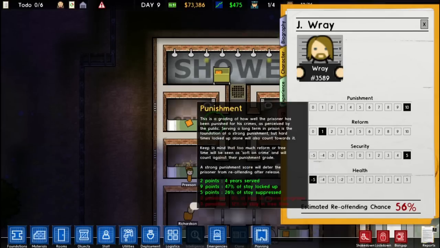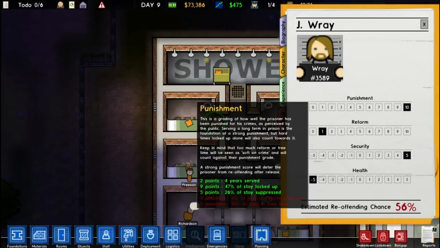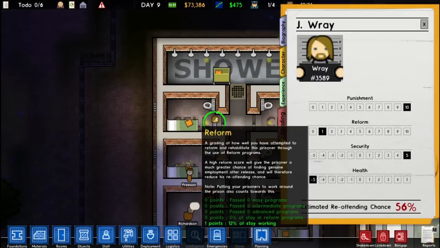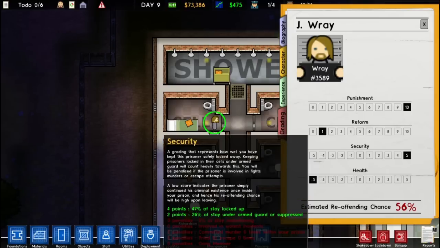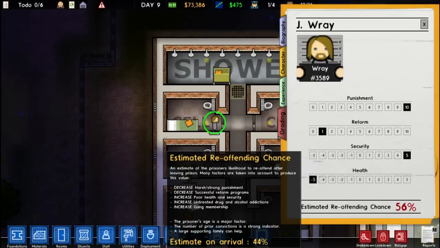And we can do that by increasing punishments, increasing reform, increasing security, and increasing health. Now, right now, the health is really low for this prisoner, but the punishment is really high. Reform isn't great, but security is also really high. But because health is so low and reform isn't very good either, the reoffending chance is still higher than 50%.